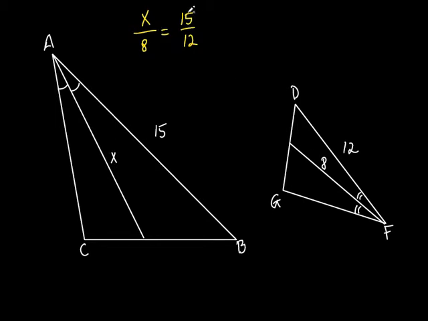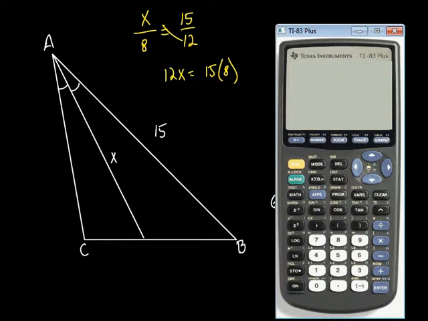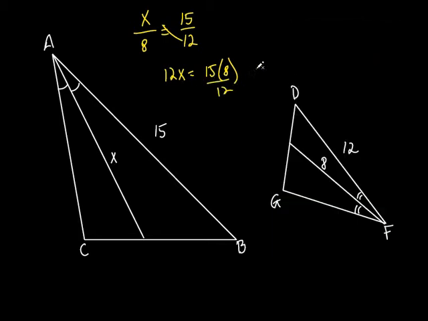We compared the angle bisectors. These are the two sides that they gave us. I compared the big one to the smaller one. And now you can solve for x. So 12x equals 15 times 8. What's 15 times 8? That's 120. Divided by 12. What's 120 divided by 12 in your head? It's 10, isn't it? And so x is 10. And that's all there is to it.